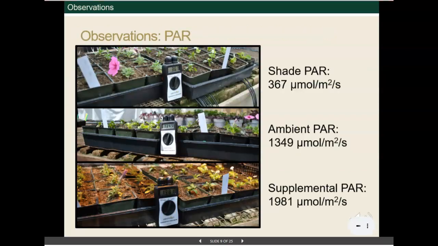Let's confirm that our PAR is actually different across treatments. The Light Scout meter reads only 367 micromoles per meter squared per second of PAR in the shade treatment. Ambient is much higher with a reading of 1,349 micromoles per meter squared per second of PAR, and supplemental is certainly the greatest with a PAR reading of 1,981 micromoles per meter squared per second of PAR.